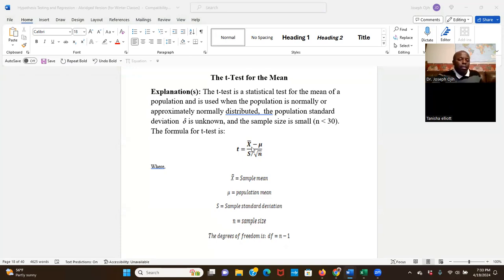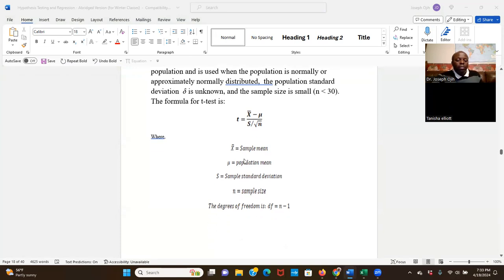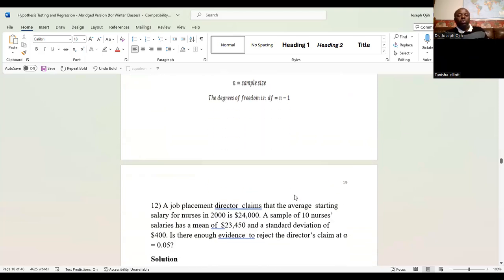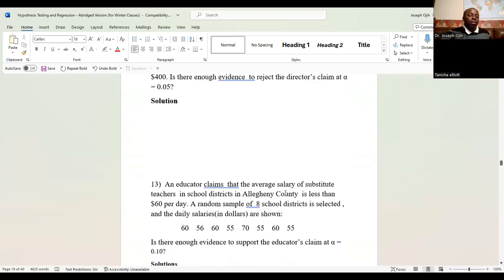Now the table that I showed you, we used it before when we were doing a confidence interval, and it's based on the degree of freedom, which for the kind of test we are doing is given by n minus 1. So let's do 2 examples on that.